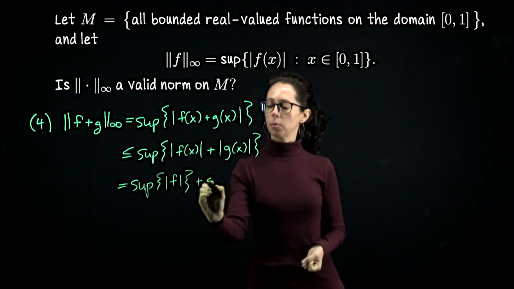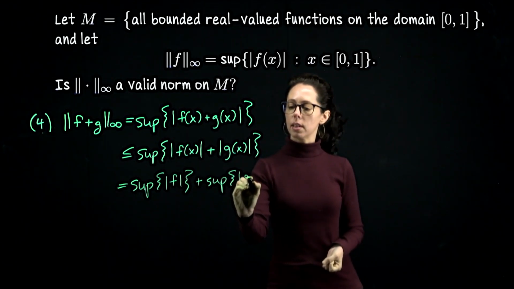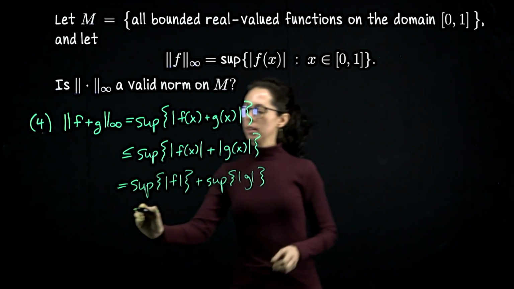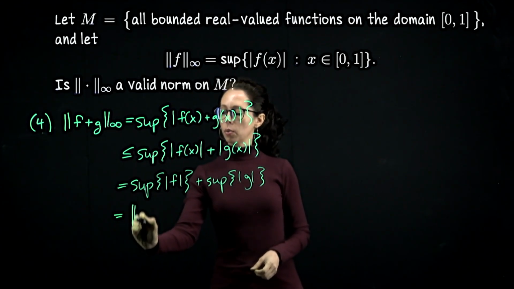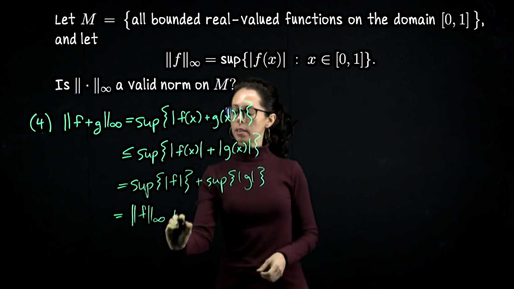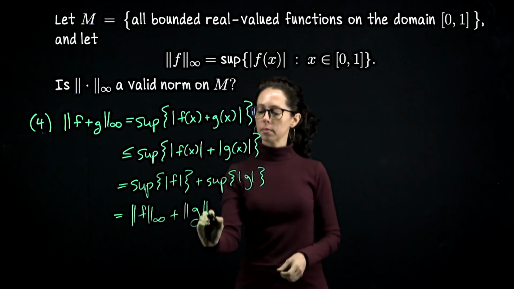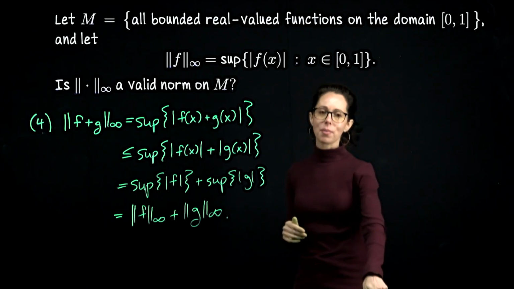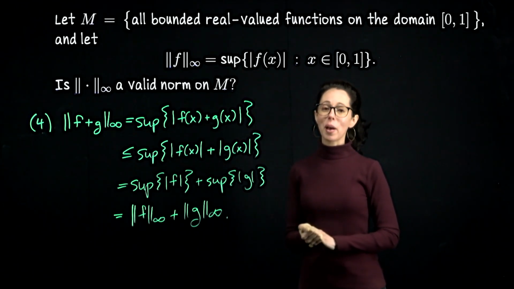Gonna wrap this up quickly. So sup, the size of g for all x in the domain. And again, don't stop here. Stop with the final statement, which is the sup norm of f plus the sup norm of g. Okay, so the sup norm of the sum is less than or equal to the sum of the sup norms. So we have the triangle inequality as well.